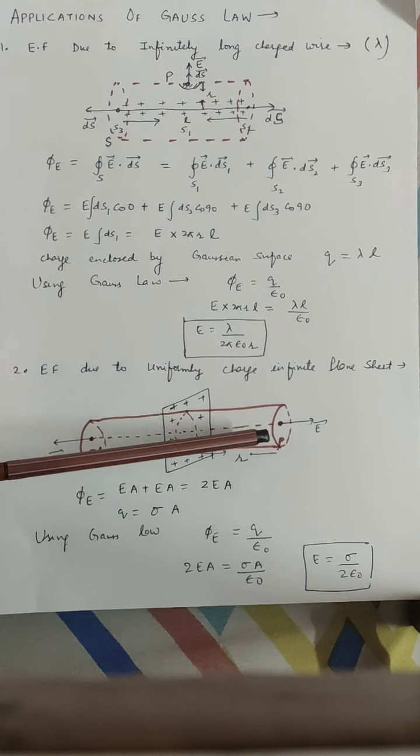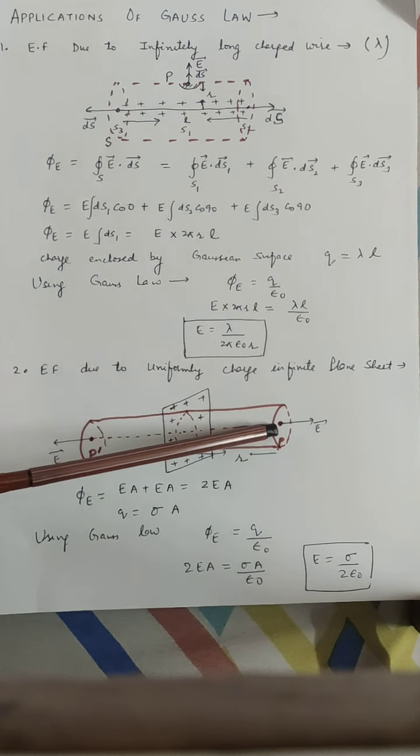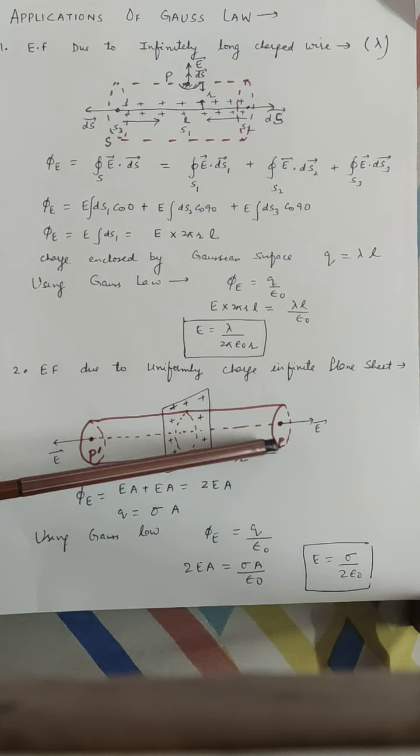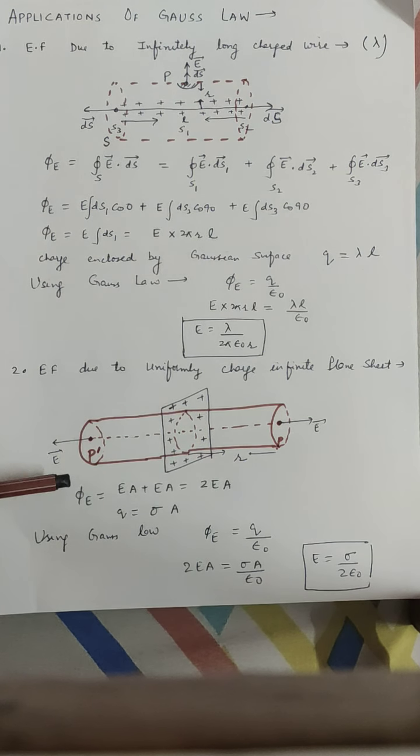So if we place a test charge over here, this positive charge and the positive test charge will repel. So the direction of electric field is shown at point P. Similarly, direction of electric field is being shown at point P dash.